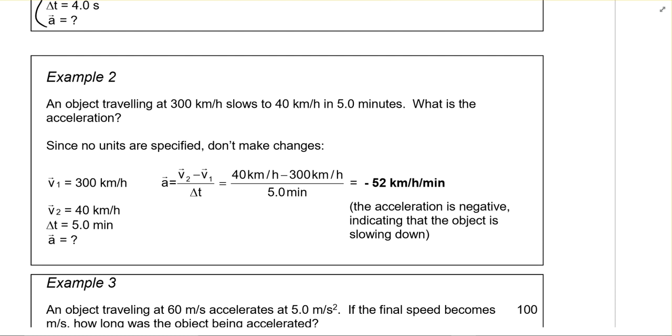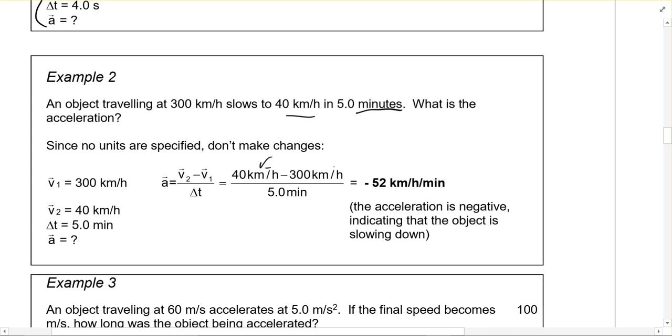This one says an object traveling at 300 kilometers an hour slows to 40 kilometers an hour in 5 minutes. What is the acceleration? Normally, this would really stand out to me that this says minutes and my velocity was in kilometers an hour. But it doesn't really matter. There's no unit specified here, so let's just keep it in minutes. It still works.